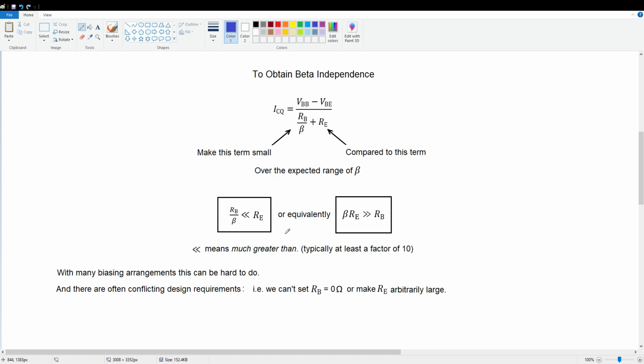We're going to talk about a biasing arrangement that makes it very easy to obtain beta independence with a single power supply.